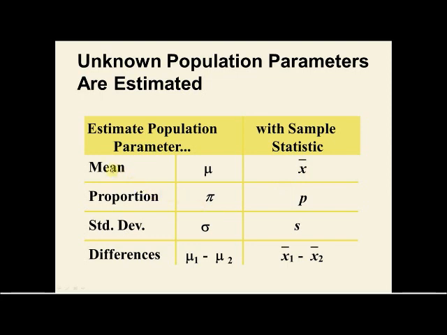Similarly, that would be for numerical data. For categorical data, we might be interested in the population proportion, and then we would estimate that with the sample proportion, which we'll denote by p. We might also be interested in the standard deviation. The standard deviation of the population we'll say is sigma, and for the sample, little s. We also might be looking at differences of means, and we might look at the differences of the sample means.